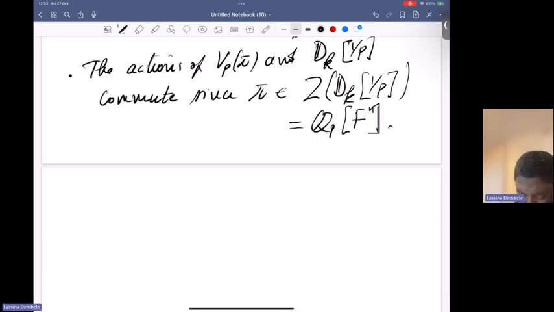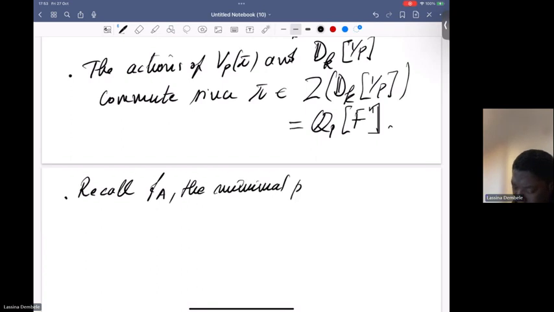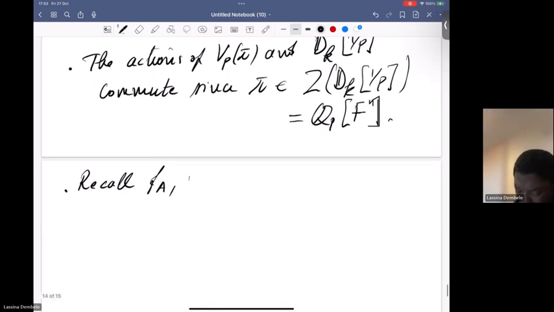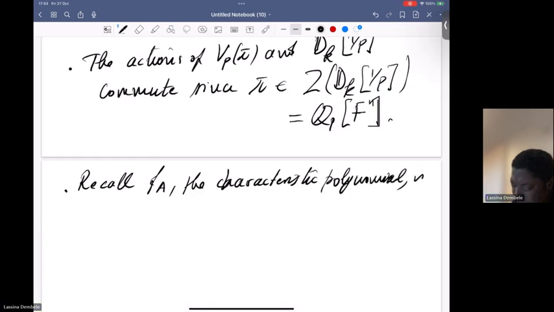And now recall that if we let F_A be the characteristic polynomial of Frobenius, as we saw many times, this characteristic polynomial is a power of the minimal polynomial. So G_A is the minimal polynomial.